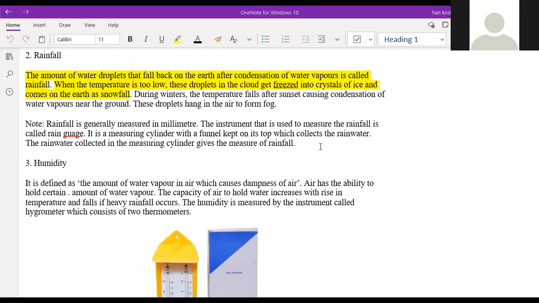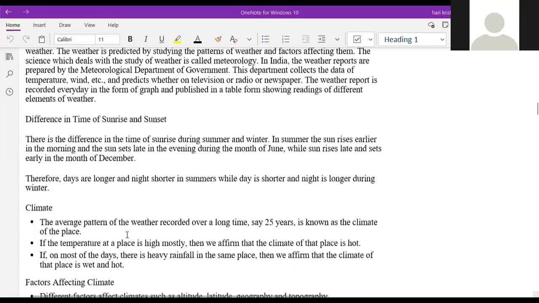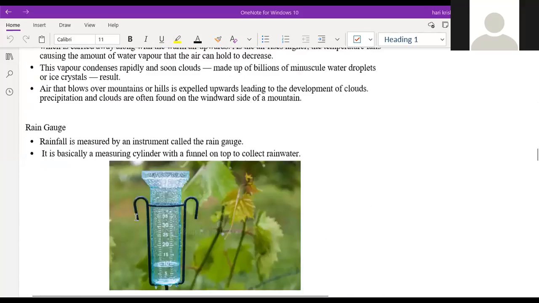And you know already, during the rainy season, the temperature is always lower compared to the summer season. Yes or no? Yes, sir. So during the summer season, the temperature is always more, and during the rainy season, the temperature is less. And the amount of rainfall will be measured with the help of an instrument called a rain gauge. I have already shown that. I think I have an image in the last class itself.